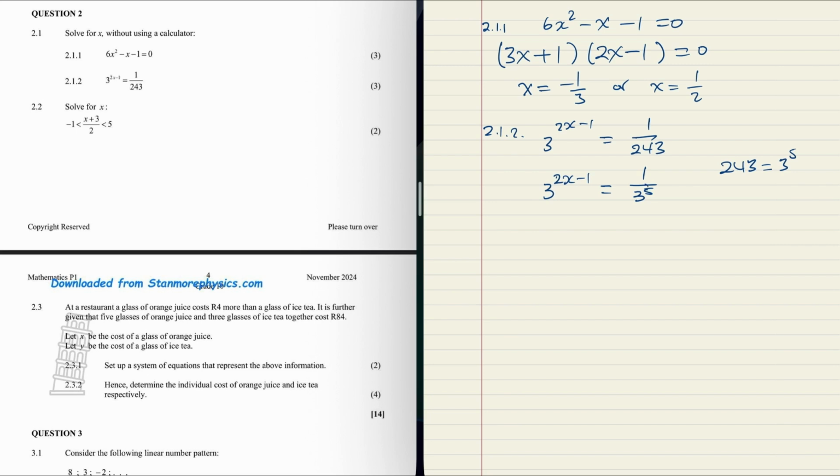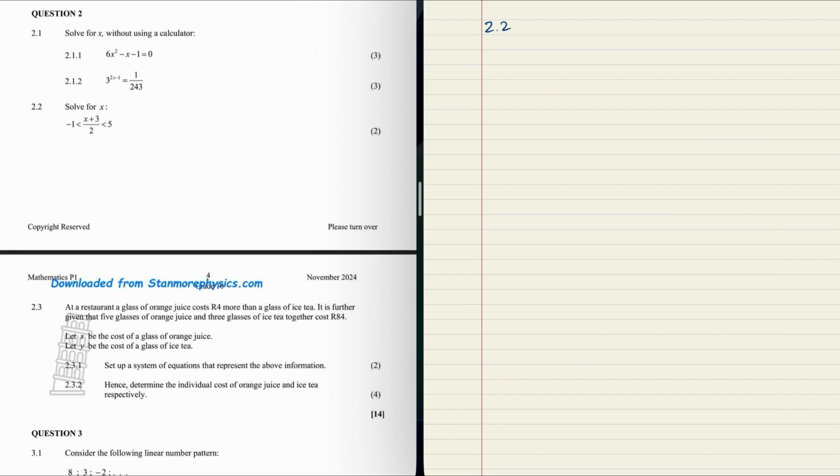Now we can rewrite this. If I take this to the top, I change my exponent. So 3 to the power negative 5 is equal to 3 to the power 2x minus 1. Now that the bases are the same, I can drop the base and I can solve for the exponent. So 2x minus 1 is equal to negative 5. So 2x is equal to negative 5 plus 1. 2x is equal to negative 4. X is equal to negative 2.